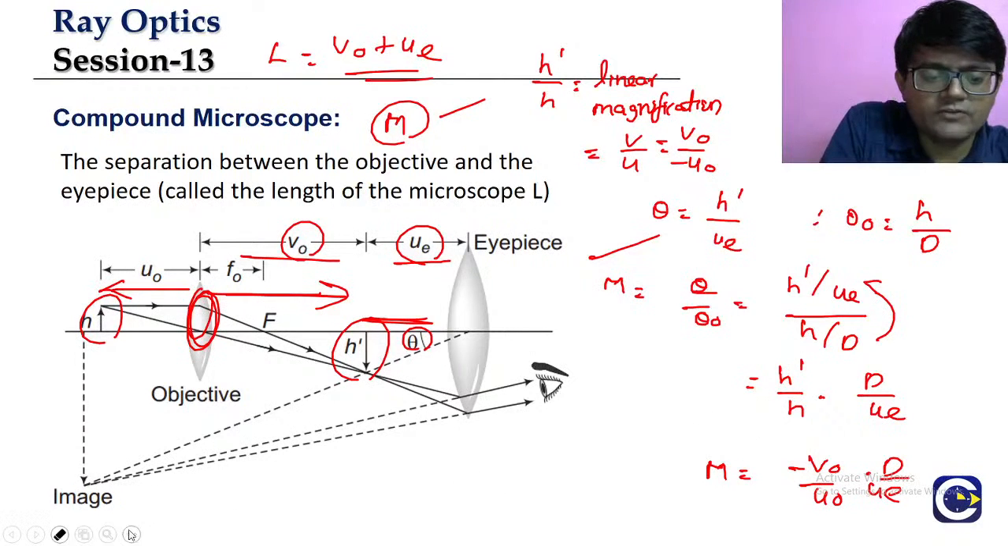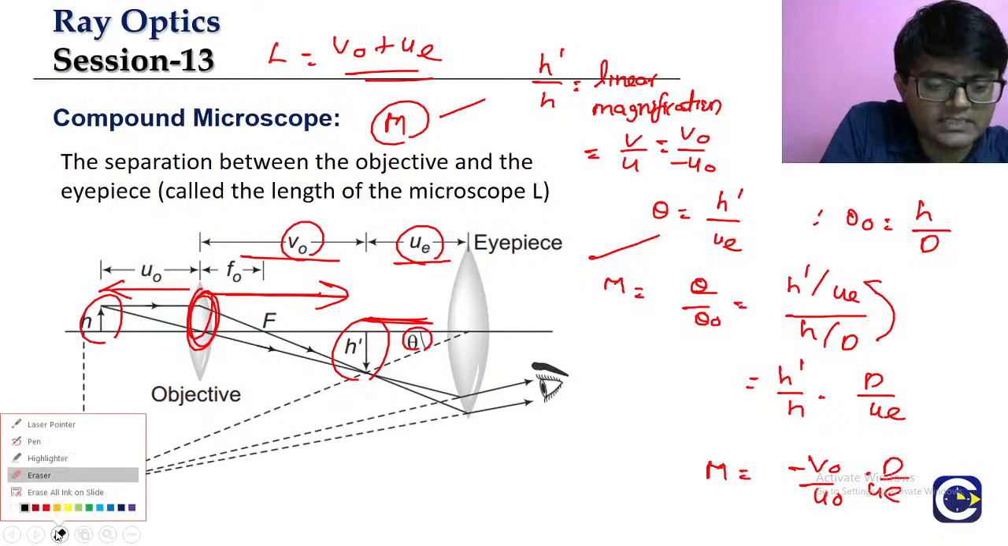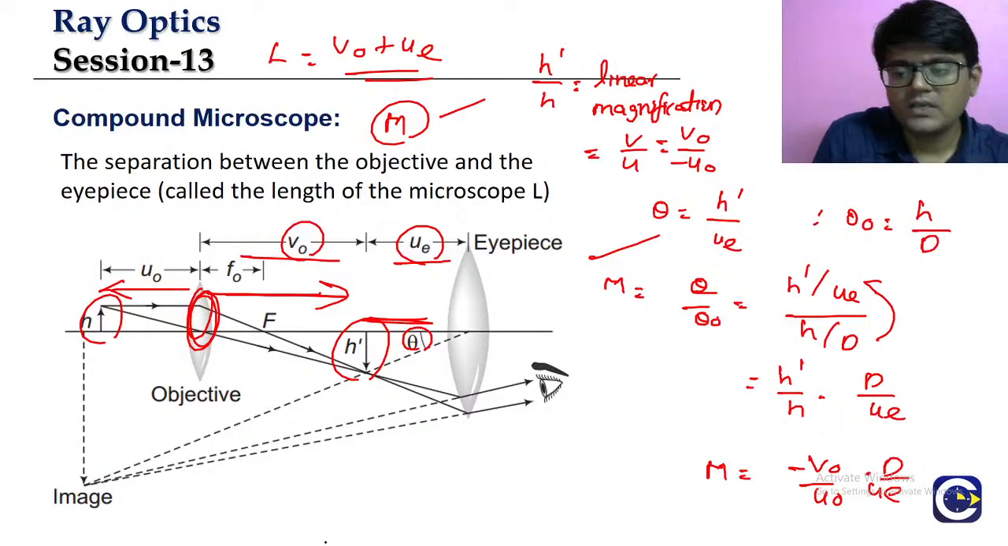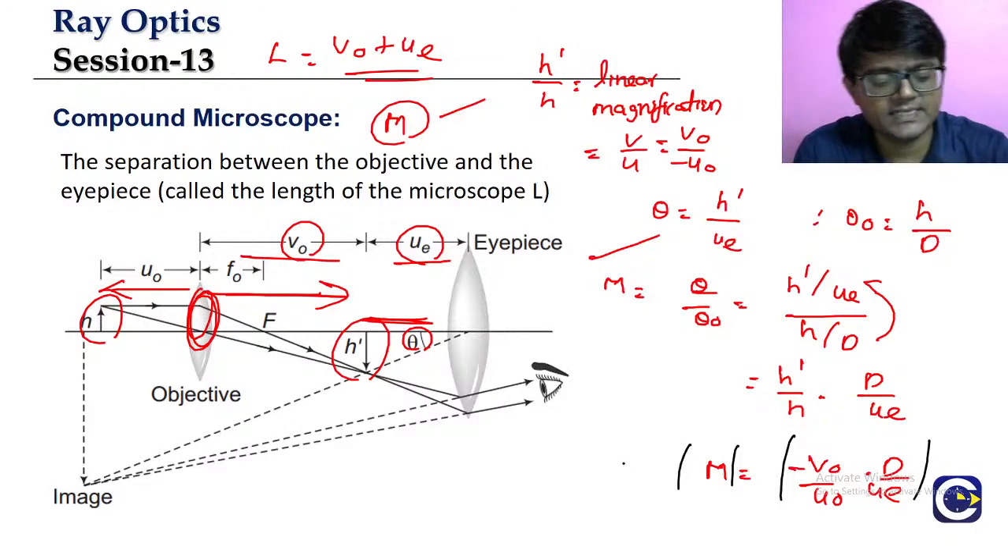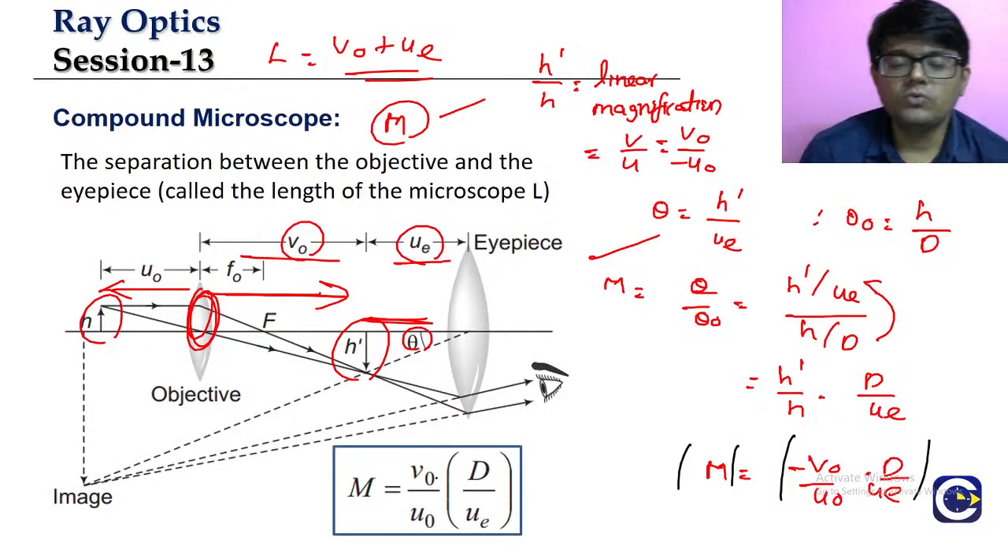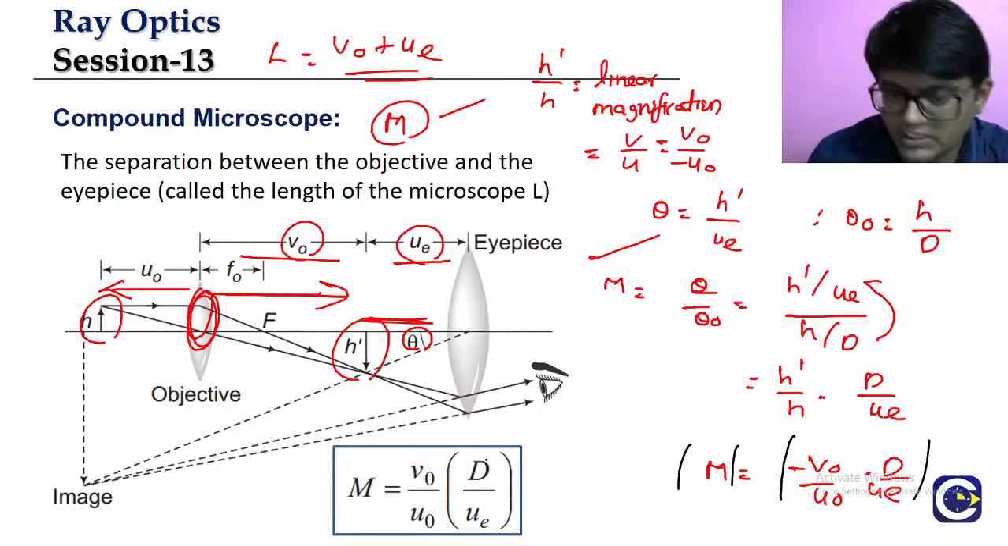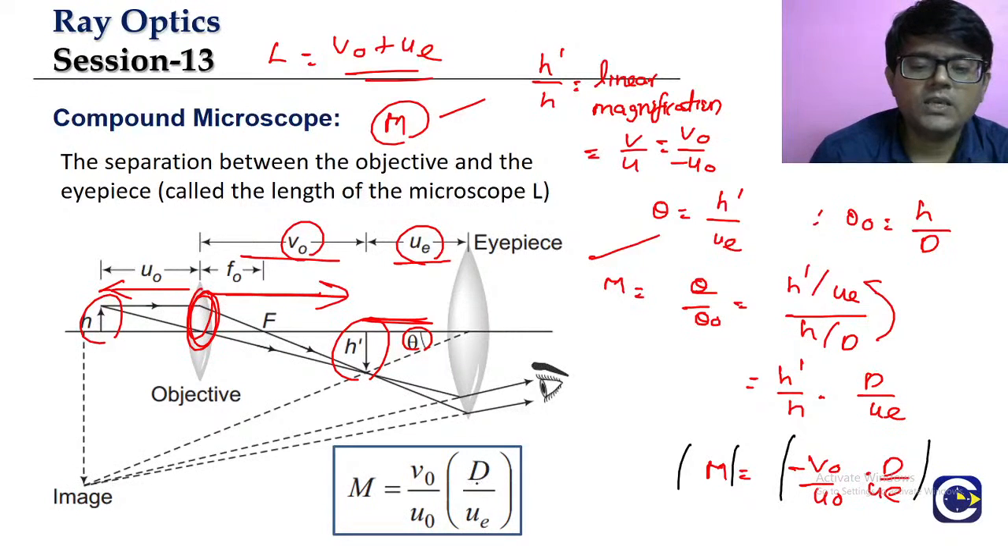But if we just look at the magnitude, if we take the modulus, what is the magnitude of this? It will be VO by UO into D by UE.